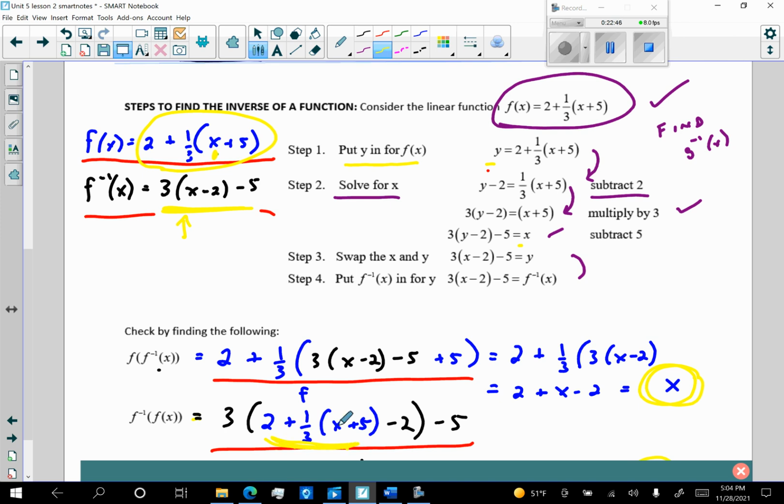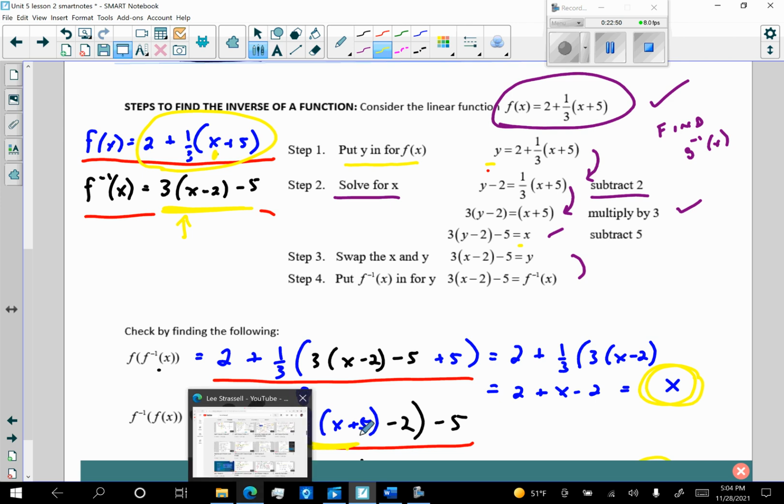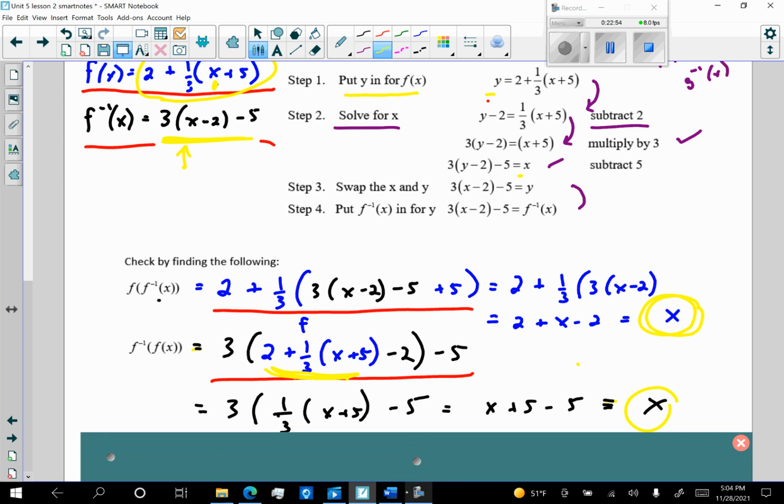Do a little algebra. 2 minus 2 is 0. 3 times 1/3 is 1. x plus 5 minus 5 is equal to, you've got it, x.